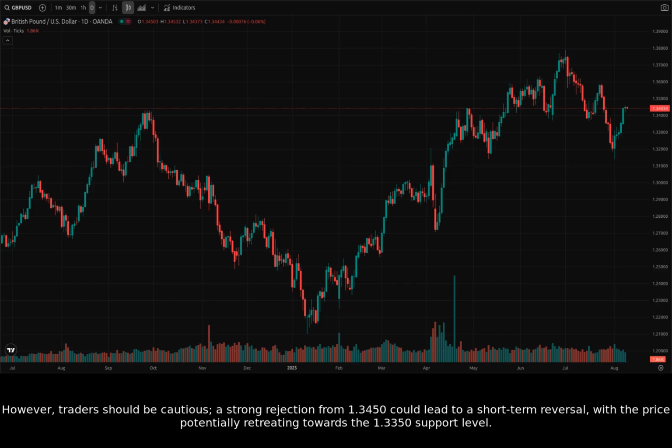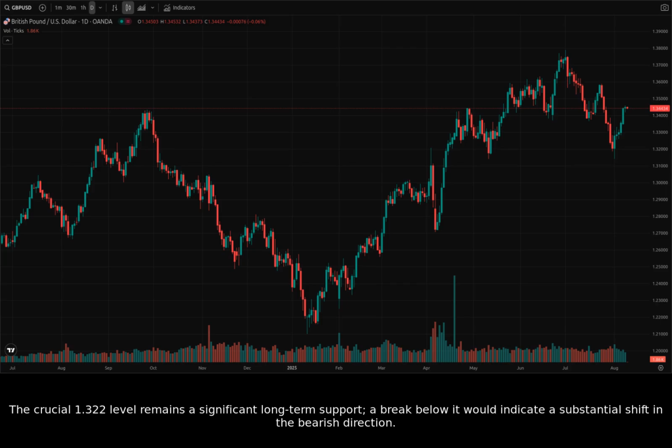However, traders should be cautious. A strong rejection from 1.3450 could lead to a short-term reversal, with the price potentially retreating towards the 1.3350 support level. The crucial 1.322 level remains a significant long-term support. A break below it would indicate a substantial shift in the bearish direction.